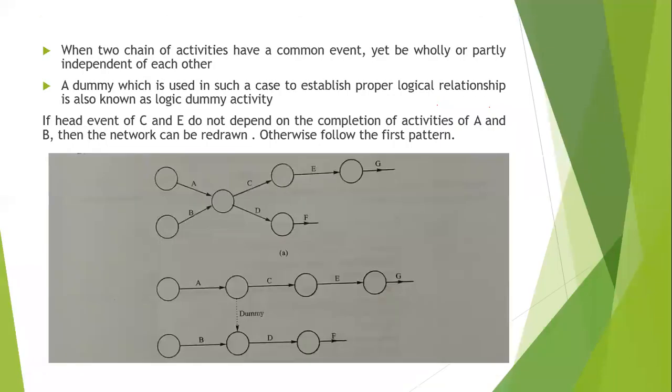Again, one more example of dummy. When to create dummy: when two chains of activities and a common event wholly or partially depend on each other, a dummy is used in such a case to establish proper logic. Now look here. A and B have terminated here, and I've got C here, I've got D here, and then it's proceeding that way. Now, if the head event of C and D, head event means what? This C and E. If the head event of C and D do not depend on the completion of activities A and B, then the network can be redrawn.